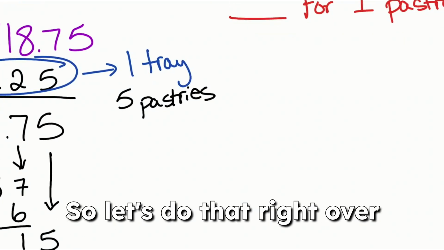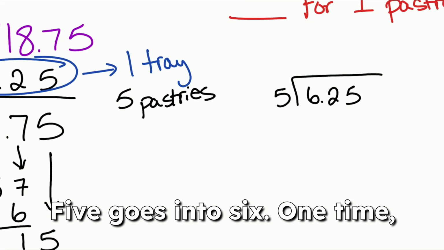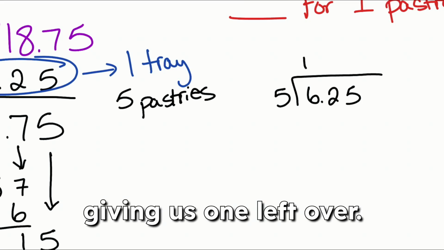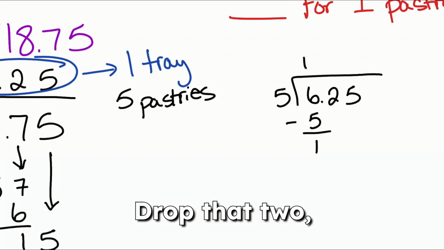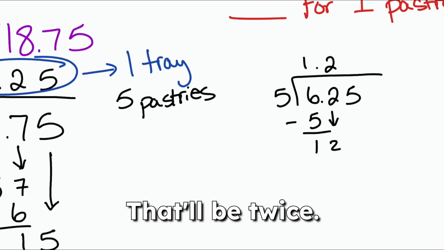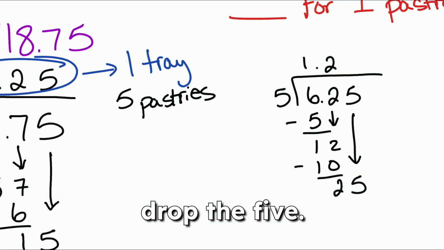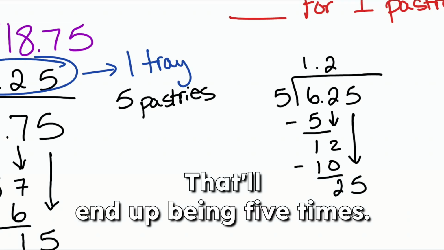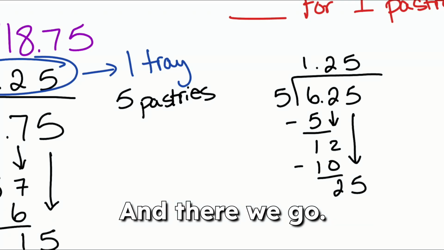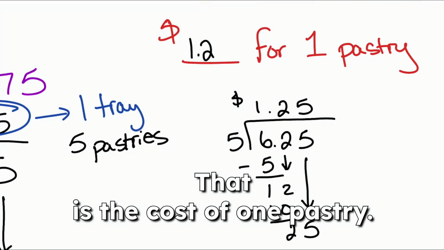So let's do that right over here. 5 going into $6.25, nice and easy. 5 goes into 6 one time, giving us 1 left over, drop that 2. Then 5 goes into 12 twice. Subtract 10, leaves the 2, drop the 5. 5 goes into 25, that ends up being 5 times. And there we go. That is the cost of one pastry.